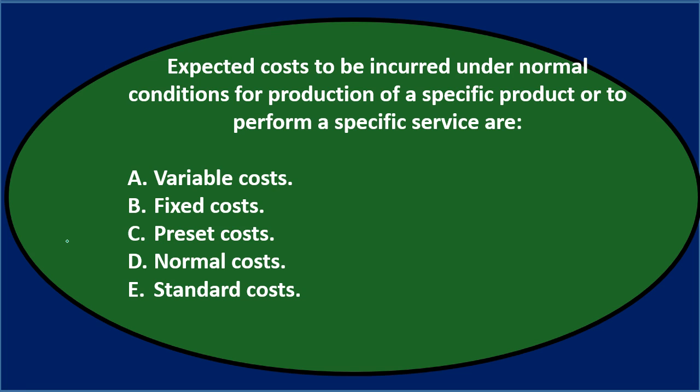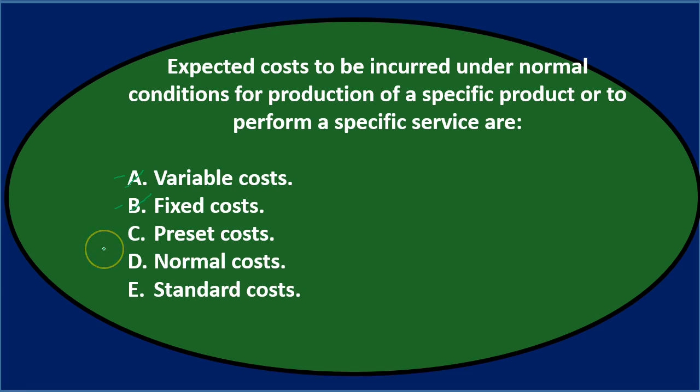Expected costs to be incurred under normal conditions for production of a specific product or to perform a specific service are variable costs. Now, the variable costs are going to be those costs that change as production levels change. And that's not really what we're looking at here. We're looking at the expected costs, kind of what we think is going to happen, something like the budgeted costs. So it's not variable costs. Fixed costs are the ones that stay the same. And again, it's not really what we're looking for, because what we're looking for is not the behavior of the cost. We're looking at the expectations.